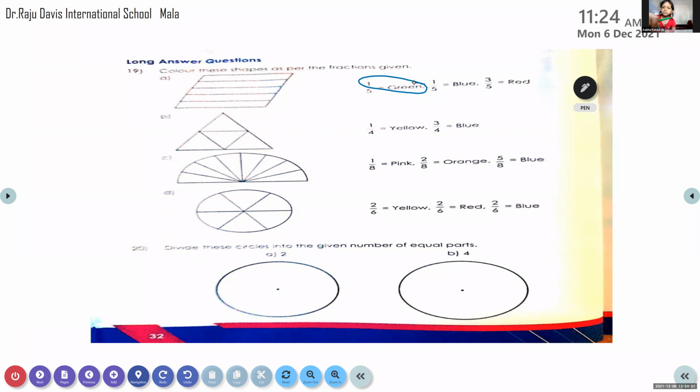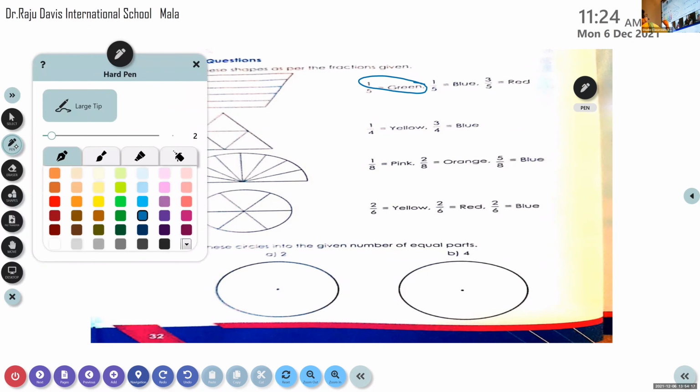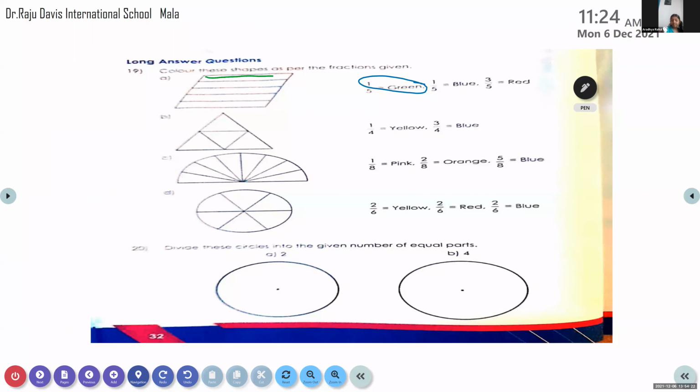Ma'am, which side is the color? Any side. Any one part can be shaded with green color. You can shade the first part. Ma'am, I can use sketch. You can use sketch, but you have to do it lightly, so that it should not come on the next page. Okay, ma'am.